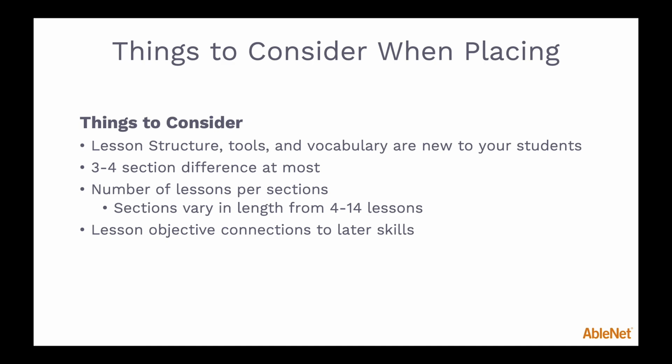When thinking about placing a student in an earlier chapter to make a student group, consider placing students who are within 3 to 4 sections of each other into the same group. This can cover different chapters. Also, consider the amount of lessons in the earlier sections and the lesson objective connections to the later skills.